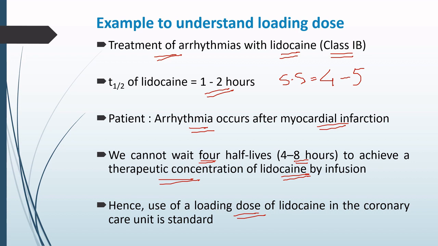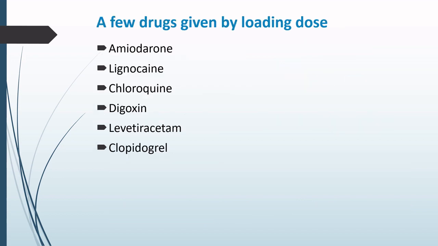Now let us have a look at a few drugs that are given by the loading dose. Please understand that this is not an exhaustive list. One of the drugs is amiodarone. Then we have lignocaine. Amiodarone and lignocaine are both antiarrhythmic drugs. You have the anti-malarial drug chloroquine, digoxin, which is given in case of cardiac failure, levetiracetam, which is an anti-epileptic drug, and clopidogrel, an antiplatelet drug, right? So these are a few drugs that are given by the loading dose.